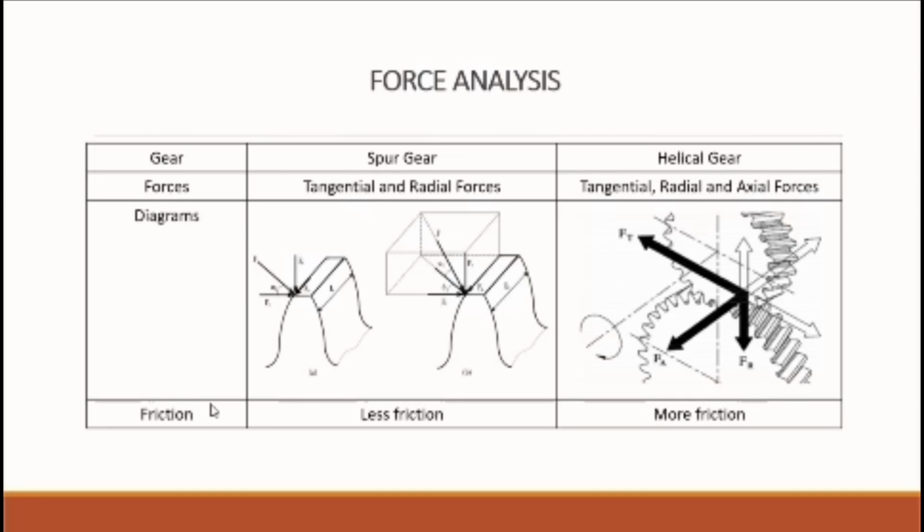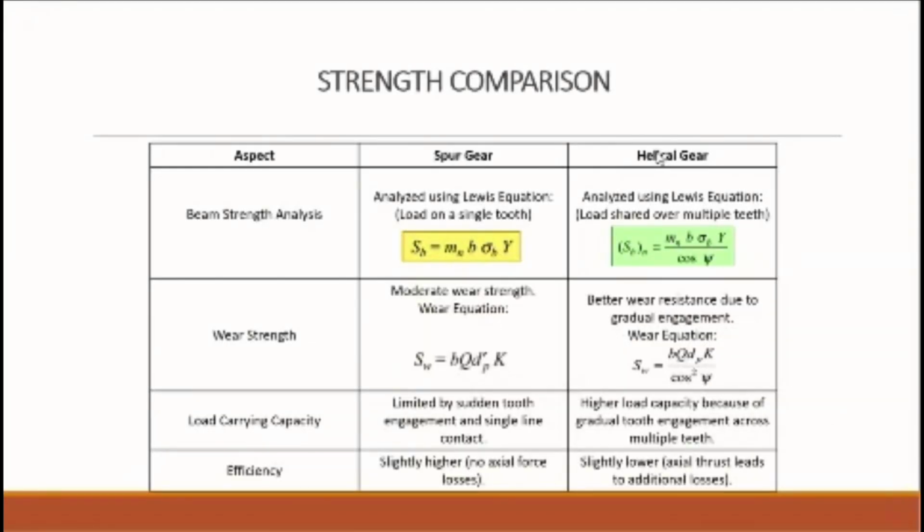And this also leads to low friction in spur gears as there is less axial force or no axial force. In helical gears, the axial force is there, hence there is more friction. Comparison of the spur gear and helical gear. As we can see, we have compared them on the basis of beam strength and wear strength.